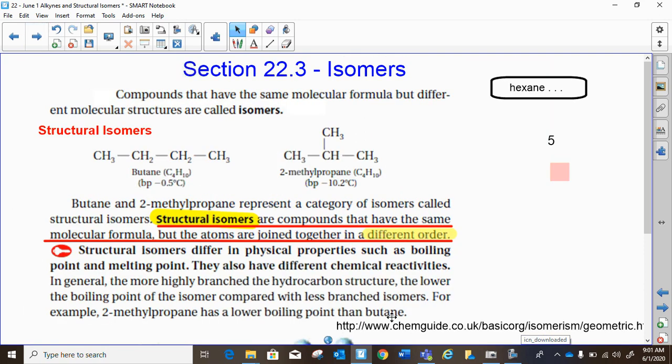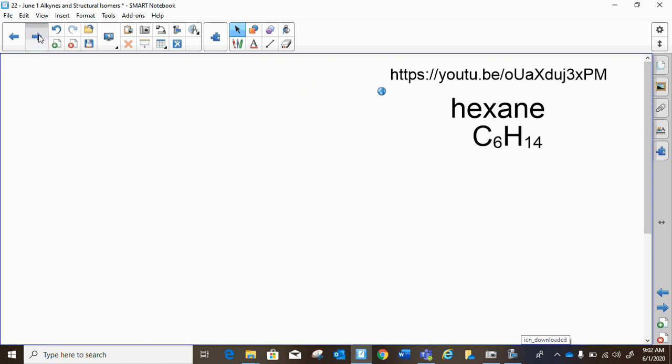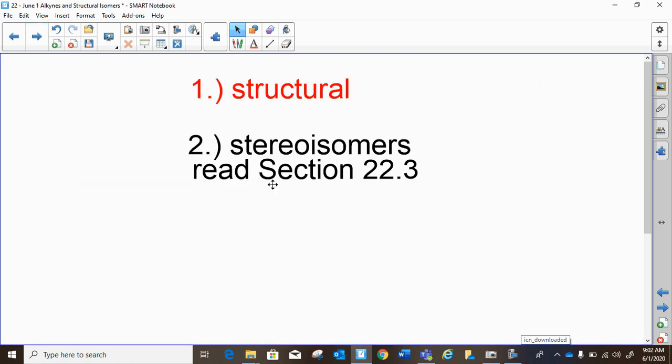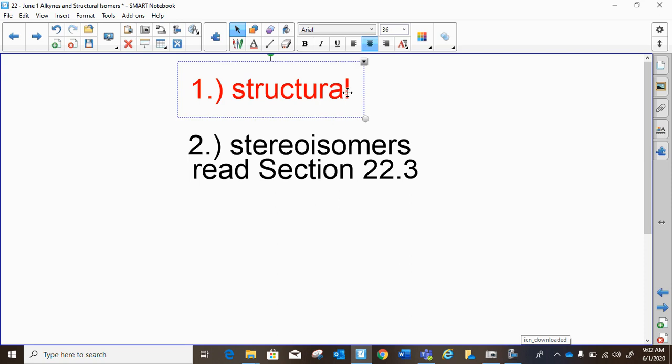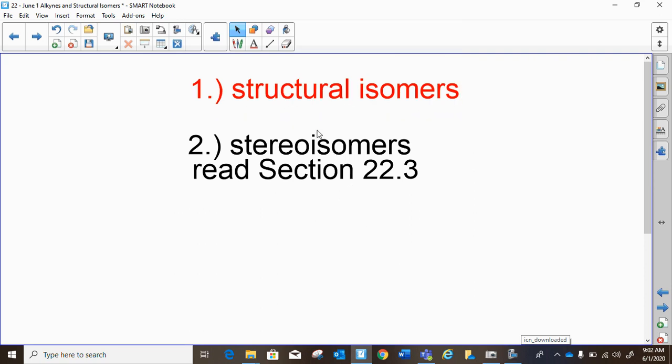Now, I want to talk about isomers. Isomers are chemicals that have the same molecular formula, but they have a different rearrangement. You can have structural isomers and you can have what are called stereoisomers, okay? So structural isomers are what we're going to talk about today. And then, as I said, you can also have stereoisomers, and we'll talk about those on Wednesday. So for stereoisomers, read section 22.3 from your textbook so that you will be familiar with those when I talk about them on Wednesday. Okay, so today, structural isomers.